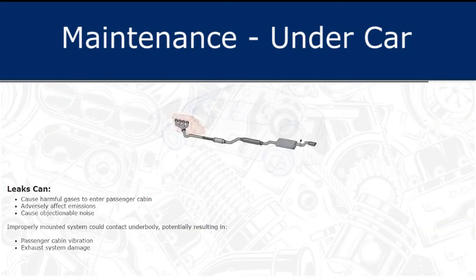An exhaust system leak can cause harmful gases to enter the passenger compartment. Leaks can also adversely affect emissions and cause objectionable noise. If the exhaust system is improperly mounted, it could come in contact with the underbody, resulting in a vibration felt inside the passenger compartment. Additionally, if the exhaust is not fitted properly to the underside of the car, it may drag and cause damage to the vehicle and the exhaust system.